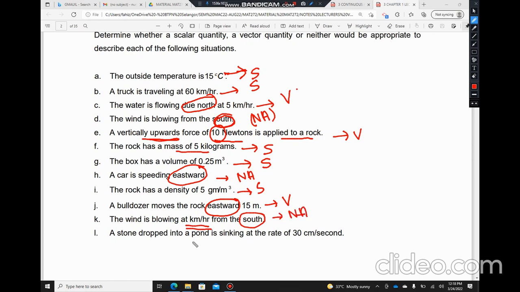And then a stone dropped into a pond is sinking at the rate of 30 cm per second. So yang ni cuma scalar kan. A stone dropped into a pond, drop dia ke bawah kan. Yang ni just scalar lah sebab dia tak ada arah. Okay, next.